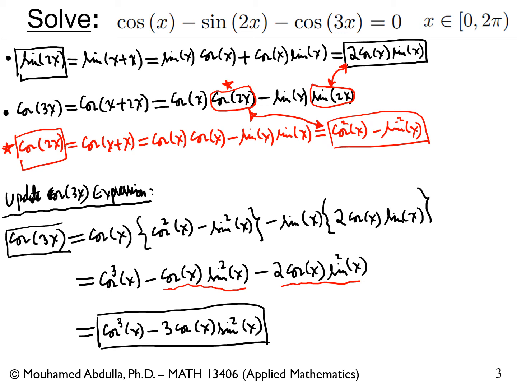So now the key results that we got in this slide are here for sine of 2x and cosine of 3x. For cosine of 3x, we found this result. Now every expression that you see has only an angle x. It doesn't have an angle 2x or 3x. So that's good. And hopefully this will be helpful to find the result. So let's move on to the next slide and merge these two yellow box results into the original expression.